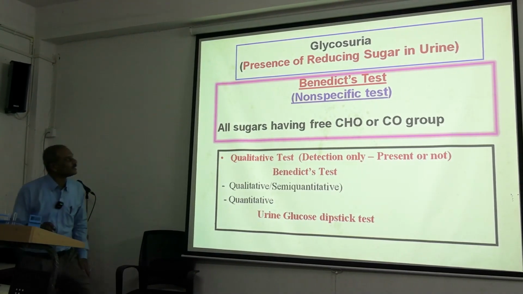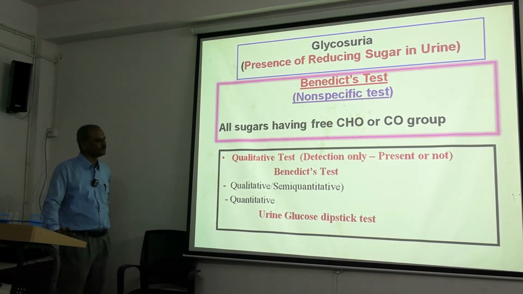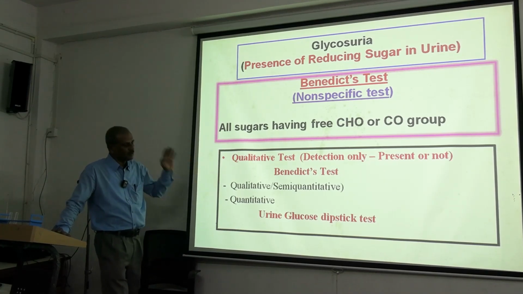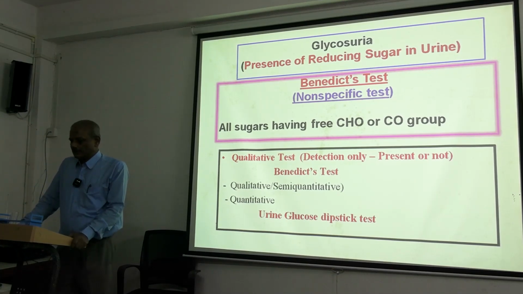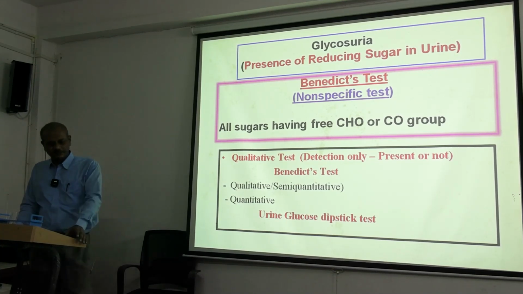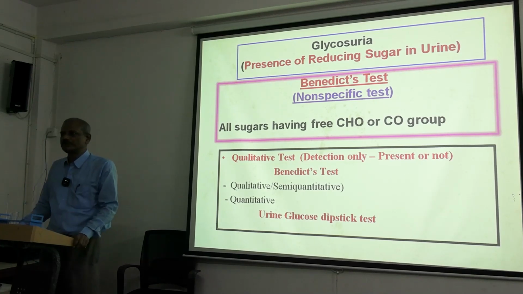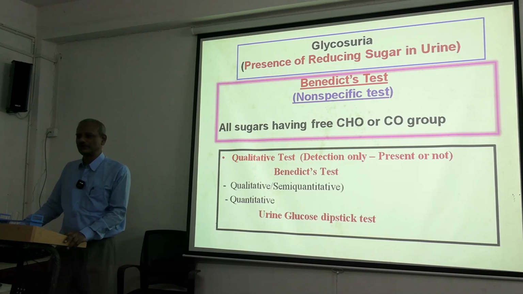So, glycosuria basically means the presence of reducing sugar in urine, and the Benedict test is a non-specific test. Now, write down: all sugars having a free aldehyde or free ketone group will give this test positive. All sugars. That is the essential criterion chemically. As I told you, there is a difference between a qualitative test and a quantitative test. Qualitative means detection, and quantitative means exact quantification. But the Benedict test is qualitative and semi-quantitative.